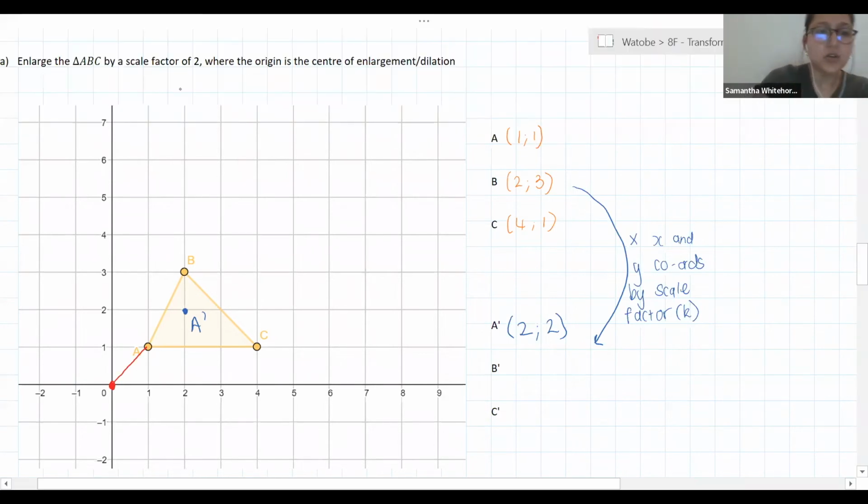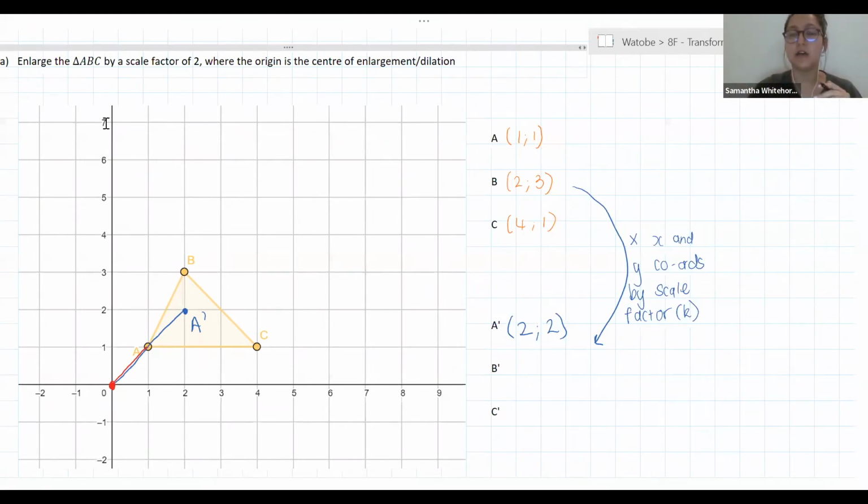And if I now draw a line from my center of enlargement to the new point A, it cuts through 2 squares. So I've made it twice as big. And so this is how our center of enlargement or our center of dilation is quite important, so that we can see that we have actually increased my shape by whatever scale factor I'm working with.